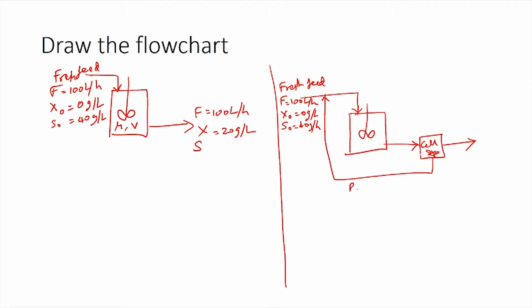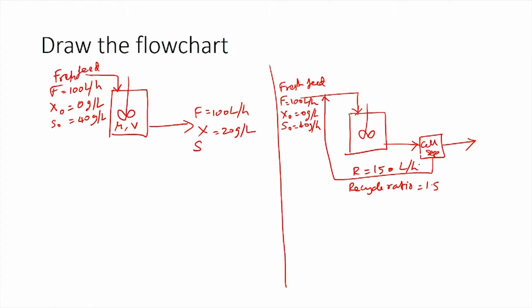We know that the recycle ratio is equal to 1.5. So, as we know that the fresh feed is coming in at a volumetric flow rate of 100 liters per hour, we can assume that the recycle would be 1.5 times F, which is based on the recycle ratio. So, this recycle stream is flowing in at a rate of 150 liters per hour.